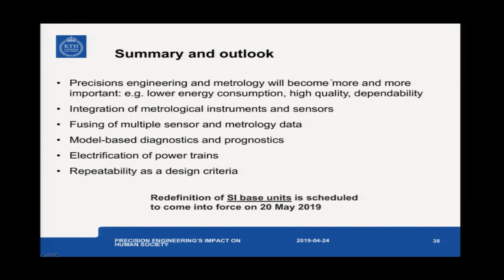And then, of course, the SI units: most likely, or with high likelihood, on the 20th of May, the new system will be launched. Look for that in the news, because that will be a very interesting thing to look deeper into later on.